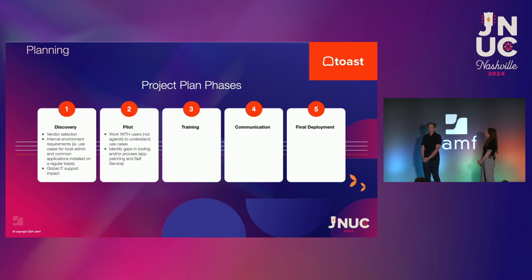During the pilot, we made an effort to be more hands-on with our users to understand their use cases and why they, quote unquote, needed administrative rights. During this phase, it was also apparent we needed to implement a more robust patching strategy across the estate. This would be crucial to removing friction for users and our continued enhancement to Toast security posture.